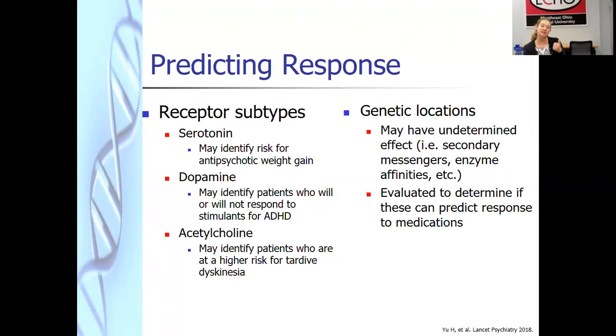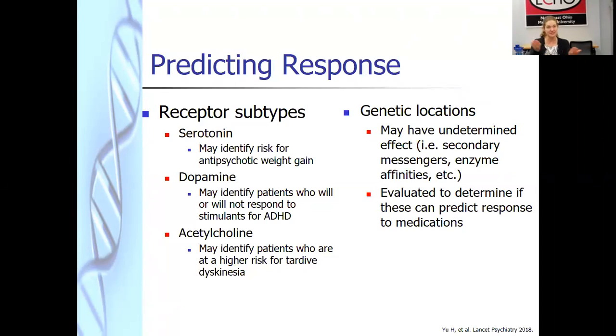For dopamine, there's a little bit better data with some of the dopamine receptors. There seems to be a polymorphism that's associated with kids that don't respond to stimulants. Again, it's not consistently seen. We don't have a huge database to draw off of, but there may be some benefit there that you'd be able to identify those kids that aren't going to respond to a stimulant.